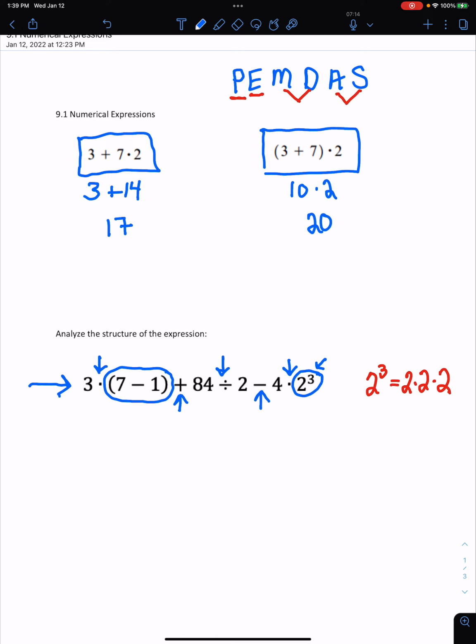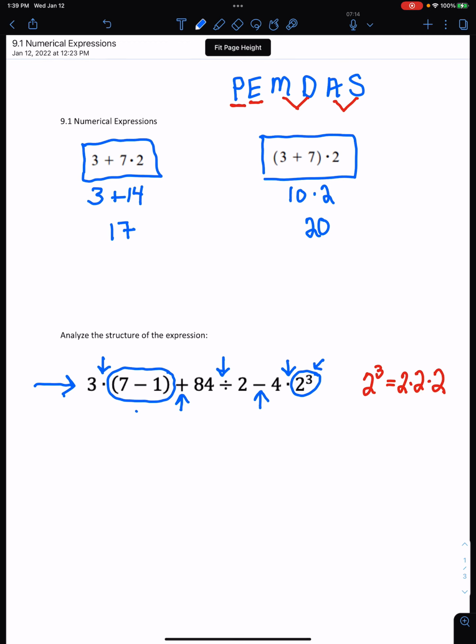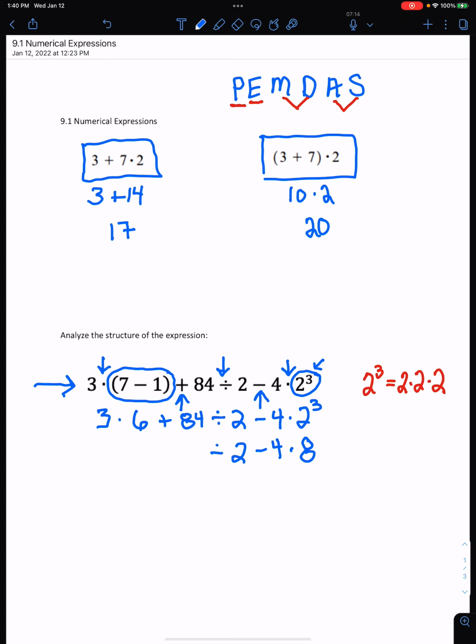So the first thing I want to do is my parentheses. 7 minus 1 is 6. I'm going to rewrite the rest of my expression just to remind myself of what I have left. The next thing I'm going to do is evaluate my exponents. So here's my exponents. 2 to the third is 2 times 2 times 2. So 2 times 2 is 4, times 2 is 8. And again, I'm just going to copy down the rest of the expression.